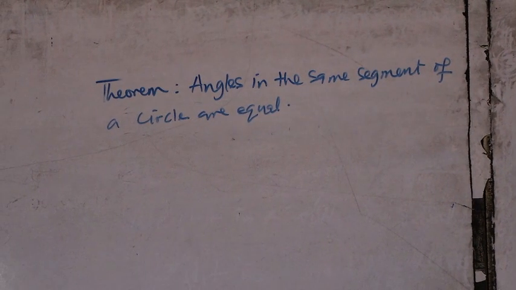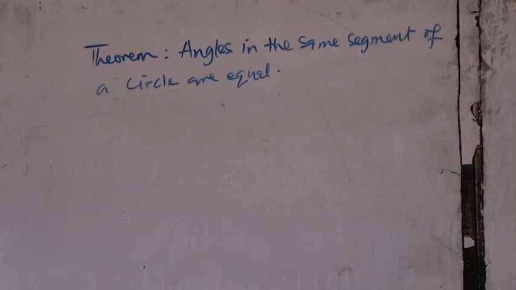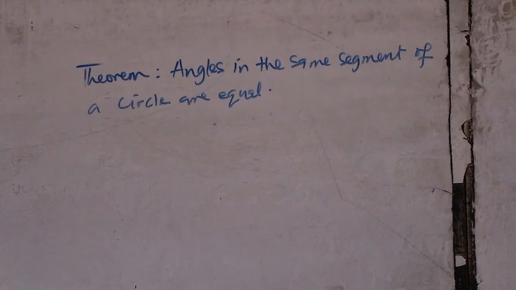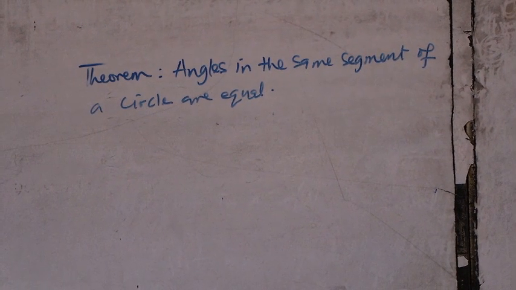This is the third one, because yesterday I gave you two theorems. The first one is: when you draw a line from the center of the circle, it is perpendicular to the chord and bisects it. So the other one is angle at center twice angle at what? Circumference. So this is the third one: angles in the same segment of the circle are equal.